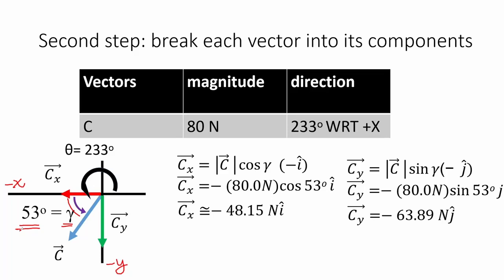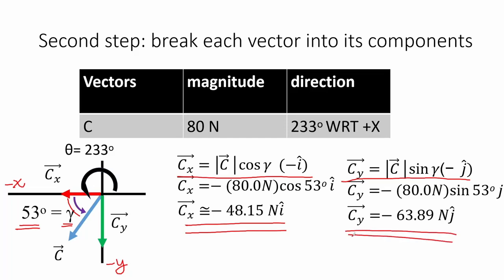Similar to what we did with vector A and B, the Cx component is a cosine function of the angle gamma but we multiply it by a negative i hat and this is because it is on the negative x-axis. The value of Cx yields about negative 48 newtons i hat. For the Cy component, it is a sine function of the angle gamma and it is a negative j hat since it lies on the negative y-axis. The Cy component vector yields a value of negative 63 newtons j hat.